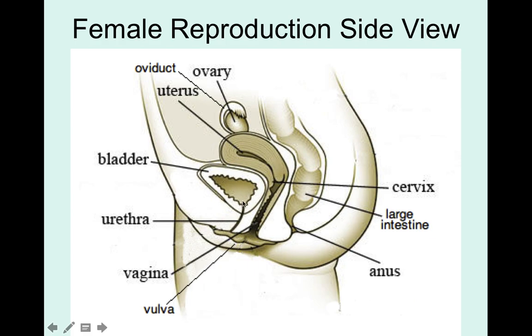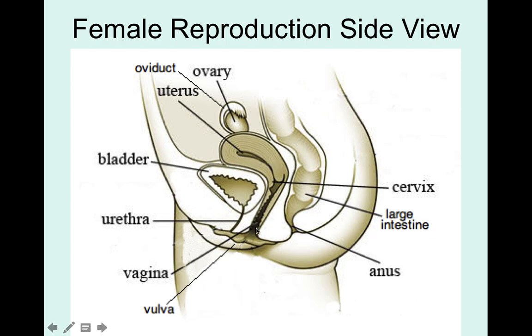So you'll see that there's an opening that is just for urine in females. Think back to when we talked about the male. The male shared his reproductive system and the release of sperm with the urinary system and the release of urine. That's not true of females. The female reproductive system is totally separated from her urinary system.